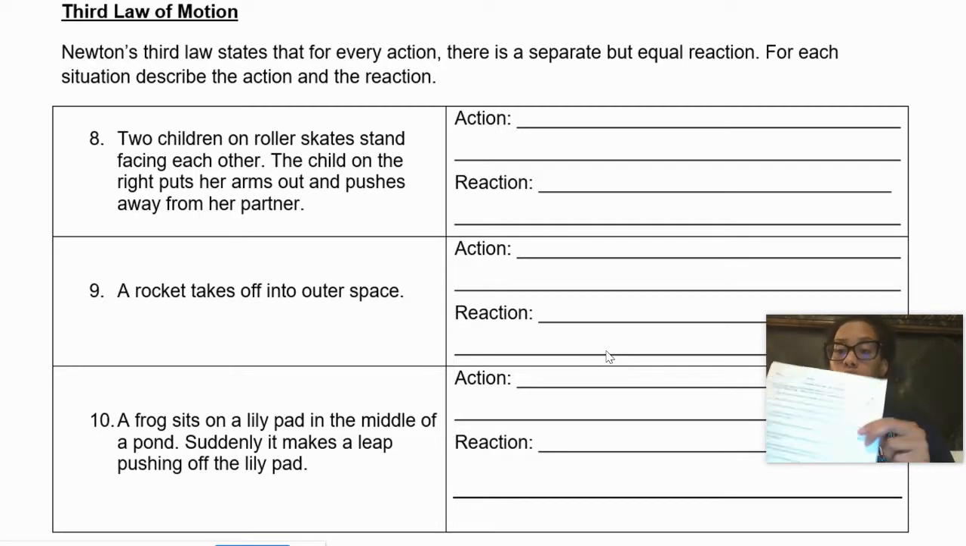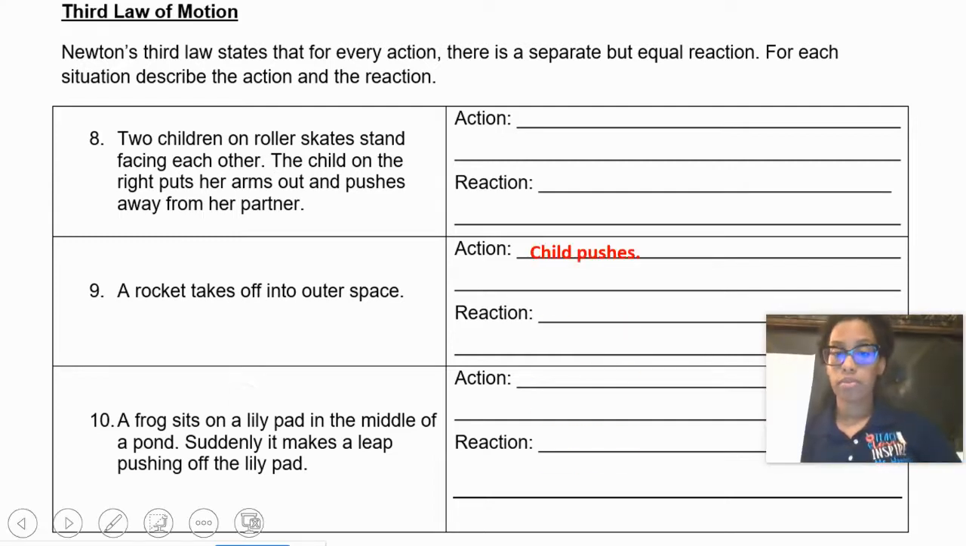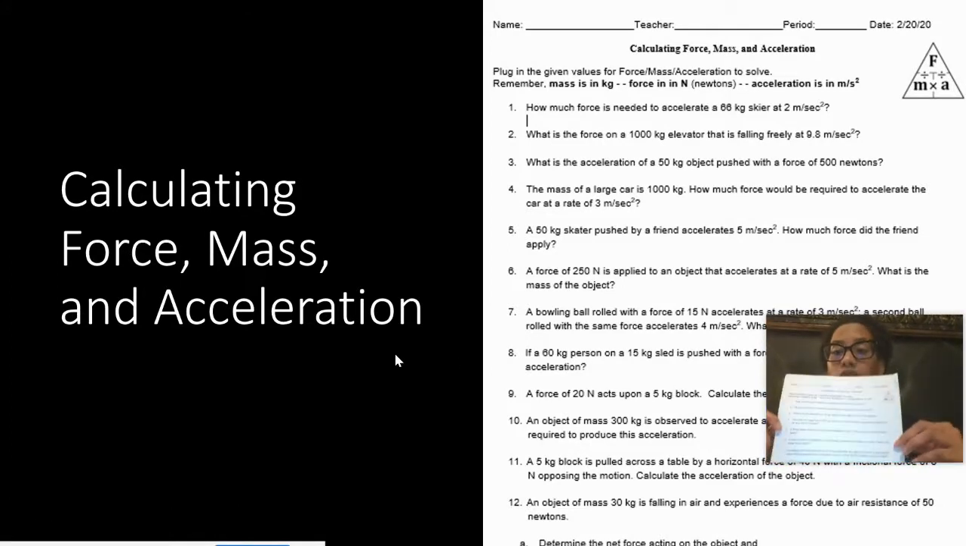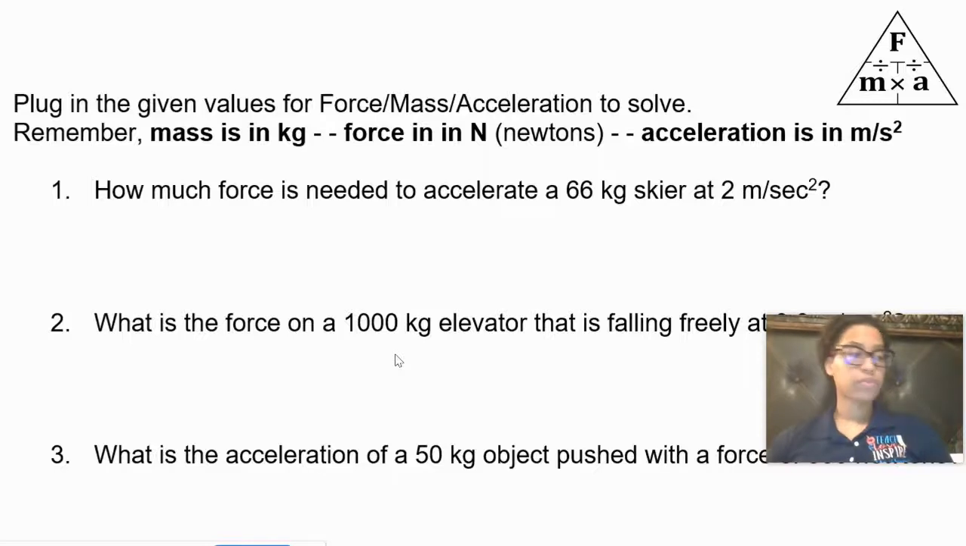All right, so let's move on to this one. Put on PowerPoint. Calculating force, mass, and acceleration, and it has our triangle at the top. Plug in the given values for force, mass, and acceleration to solve. Remember that mass is in kilograms, force is in newtons, and acceleration is in meters per second squared. So if we look at our triangle at the top, I actually draw it a little bit bigger on my paper.